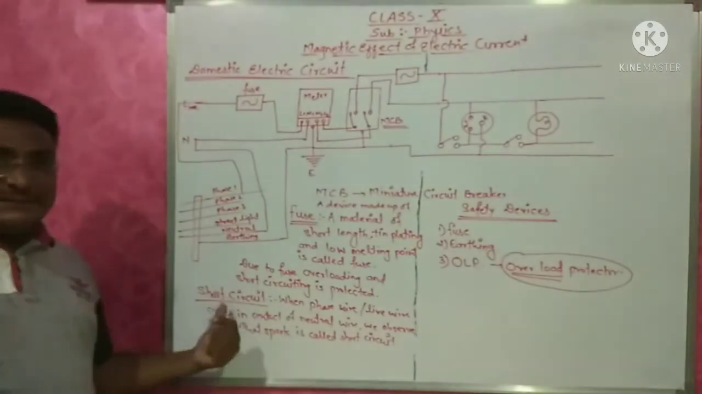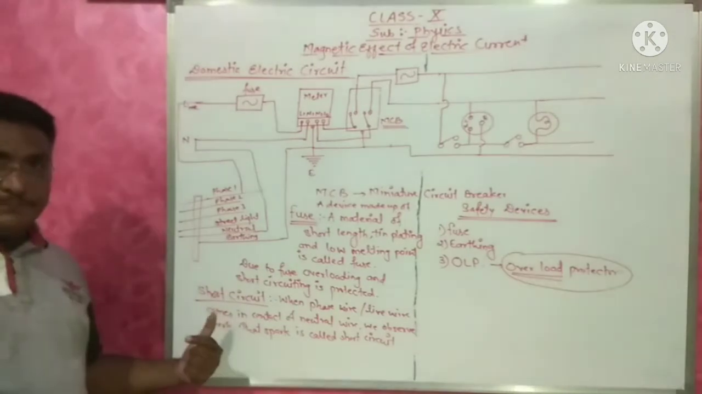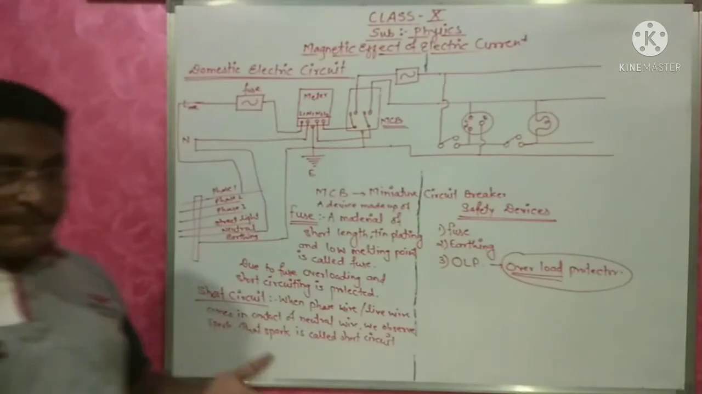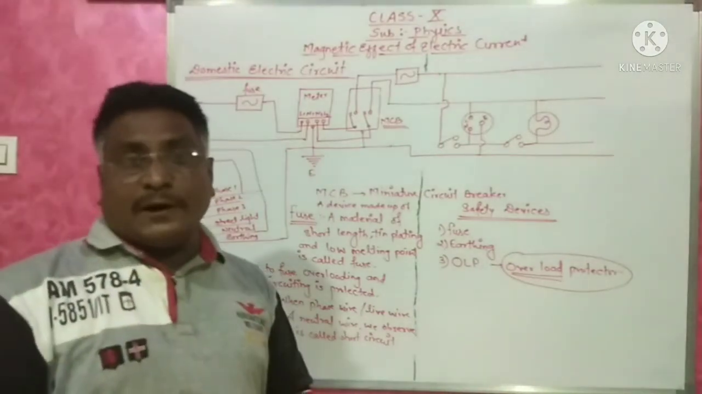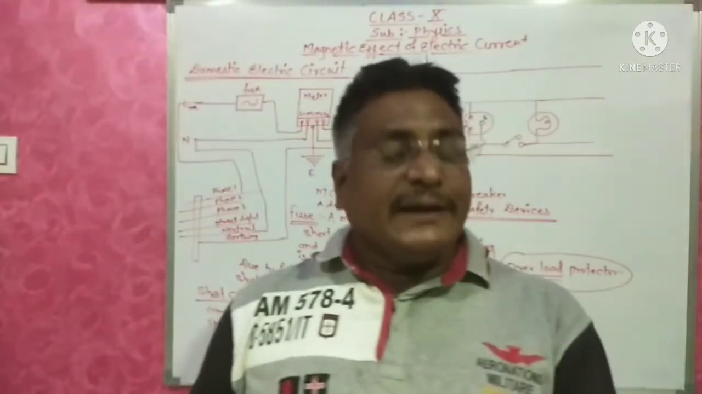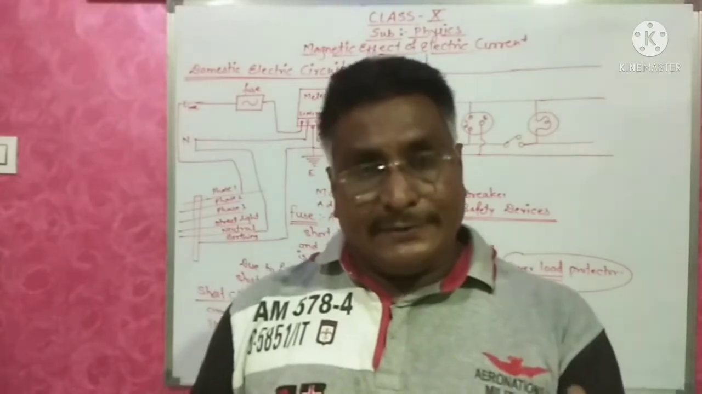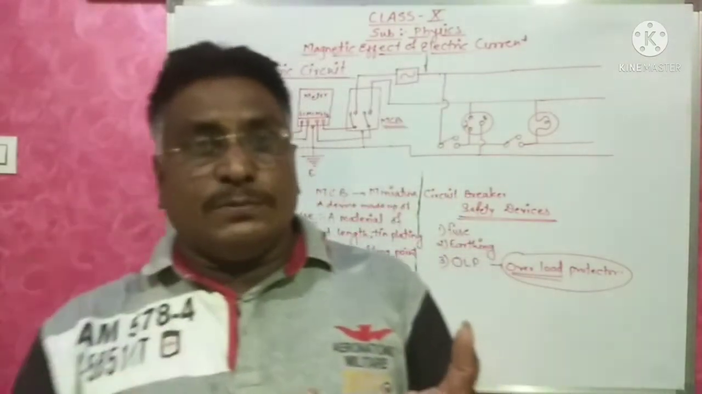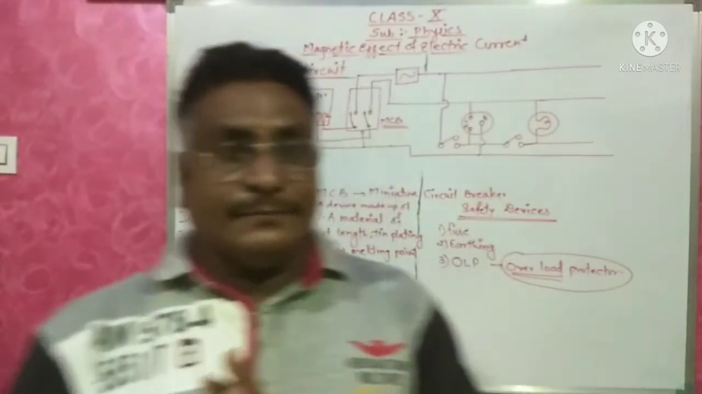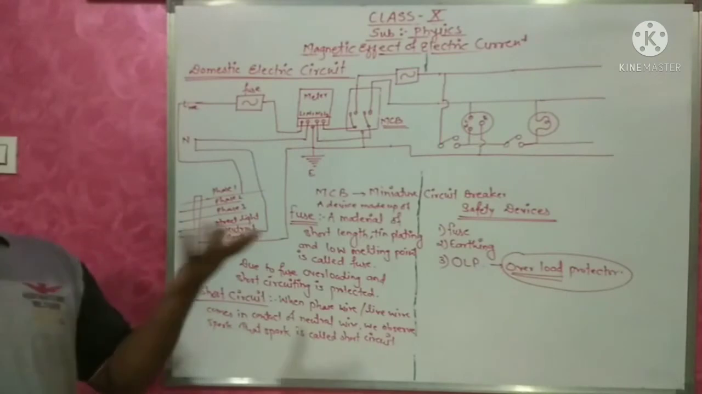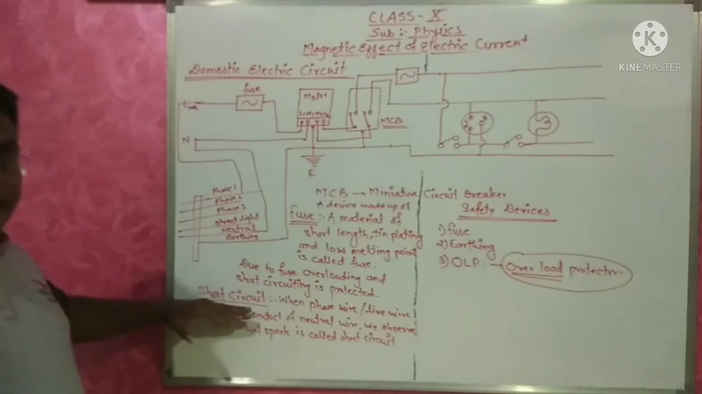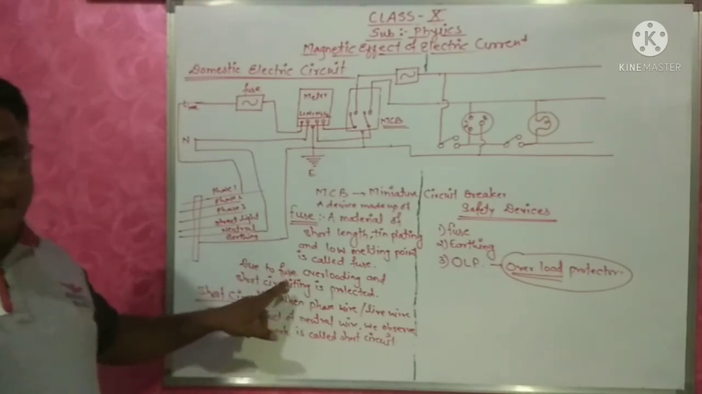So that fire happens due to short circuiting. Why is it happening? Due to an excess amount of current flowing. When excess current flows in the circuit, heat is produced. And due to heat, what will happen? The insulation of the wire will start melting, and due to that, it will catch fire. And due to catching fire, the whole thing is damaged. So this short circuiting is protected by a fuse.